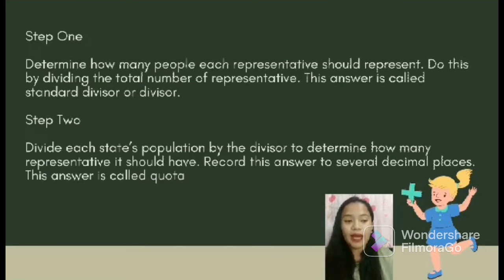Step 1. How many people should each representative represent? Do this by dividing the total population by the total number of representatives. This answer is called the standard divisor, or divisor. Step 2. Divide each state's population by the divisor to determine how many representatives it should have. Record this answer to several decimal places. This answer is called the quota.